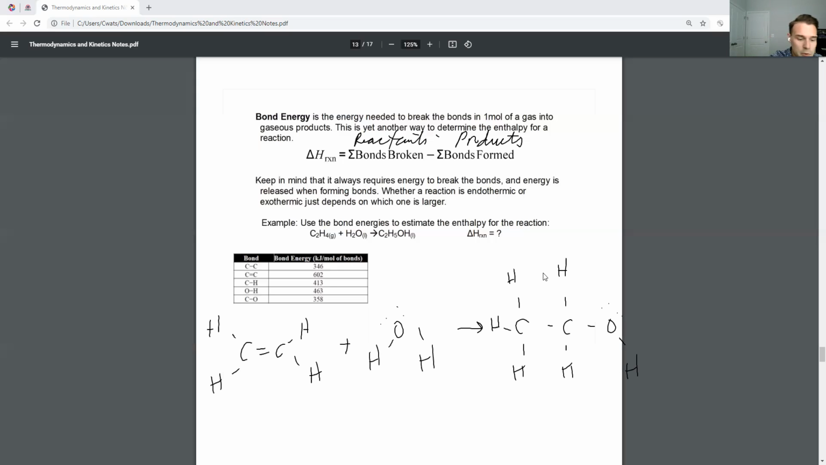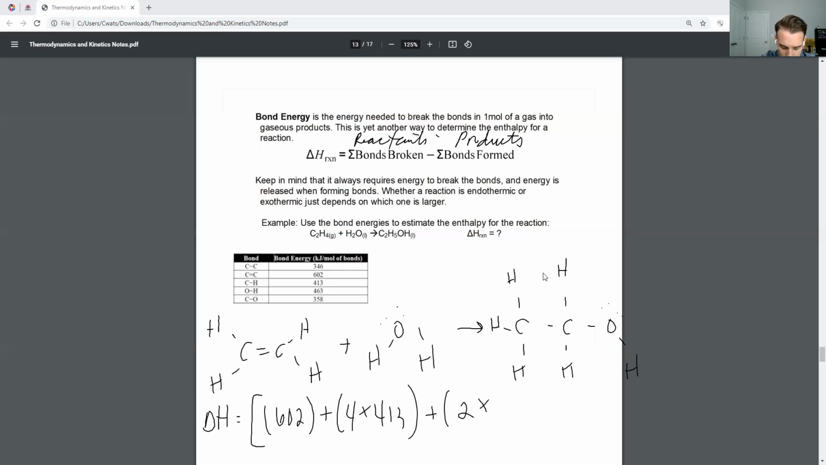So bonds broken. Delta H is equal to the sum of the bonds broken. I have a C double bond C, which is 602. I have 4 CH bonds, so 4 times 413. That's the first reactant. And then I have 2 OH bonds, which is 463. And those are all of my reactants.